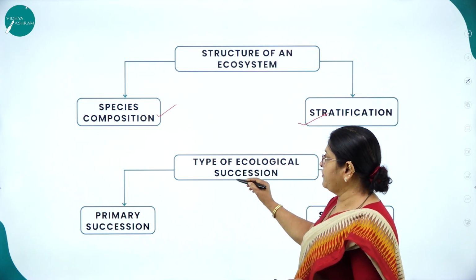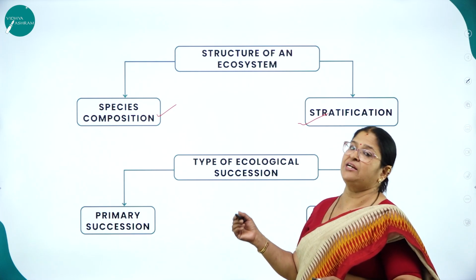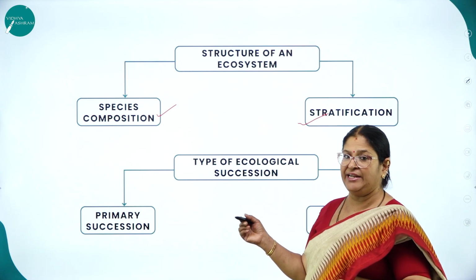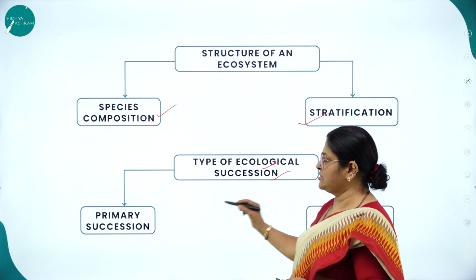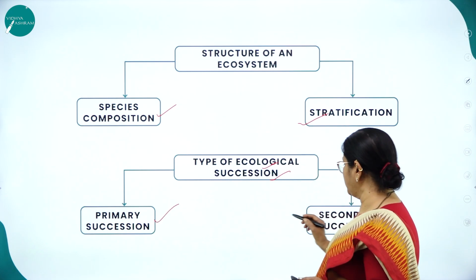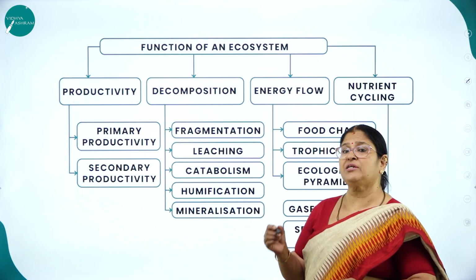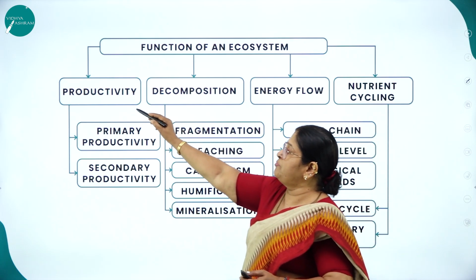Moving on to types of ecological succession. Actually, this particular concept has been deleted from the syllabus of this particular chapter. But if at all you are writing NEET exam, I think this is going to help you all out. So, types of ecological succession consists of primary succession and secondary succession. Function of an ecosystem. What are the functions of an ecosystem? The functions of ecosystem consists of productivity.